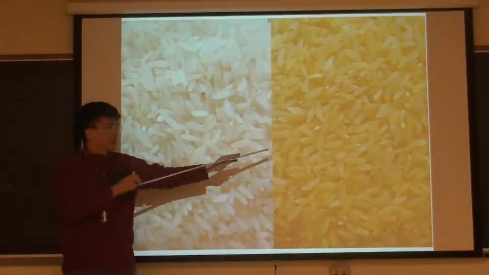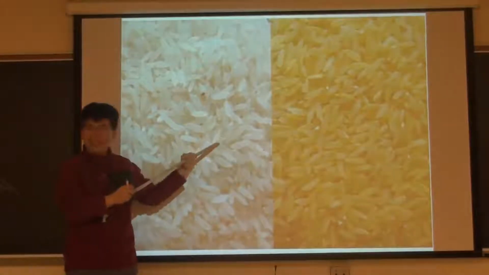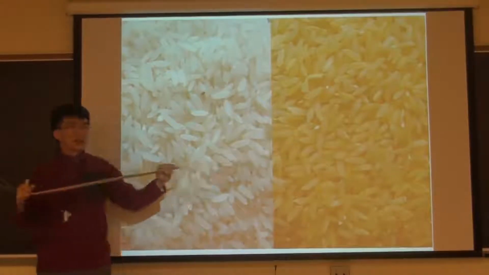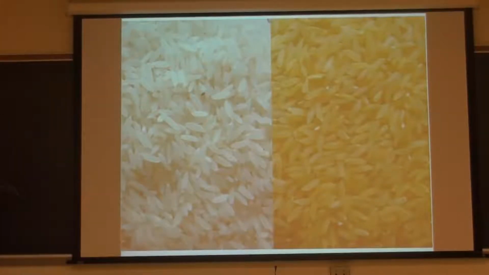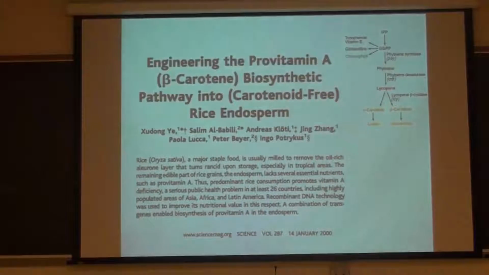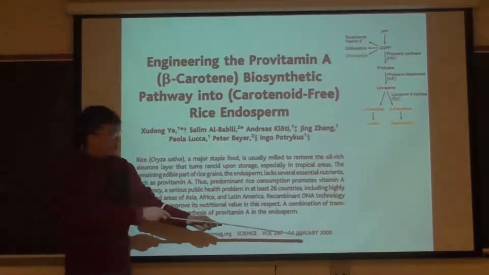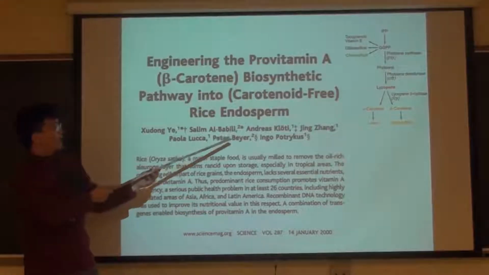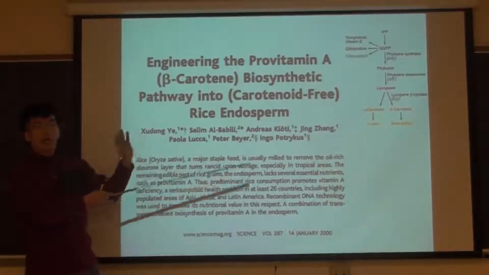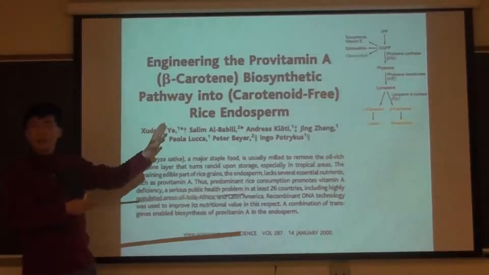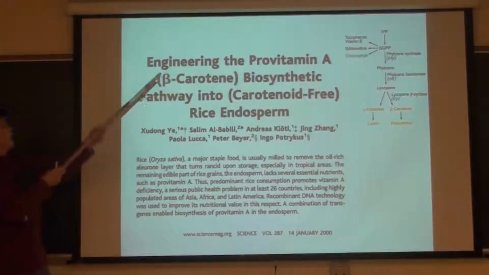So this is a GMO this season. Golden rice has a potential benefit. Let me explain here. This is a paper published in Science in the year 2000 by these people. I think they have been working on this for 8 years until it worked. So let's look at the title.